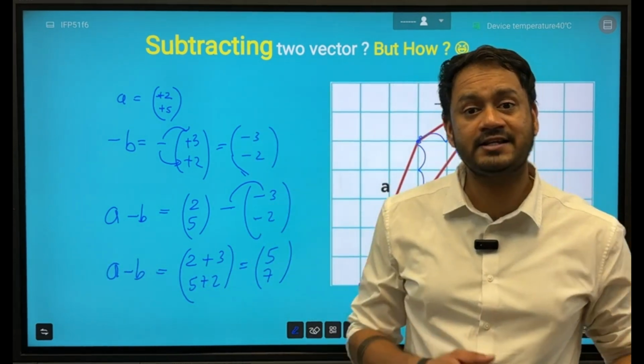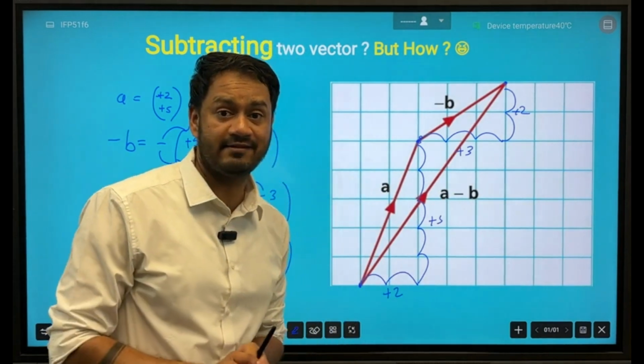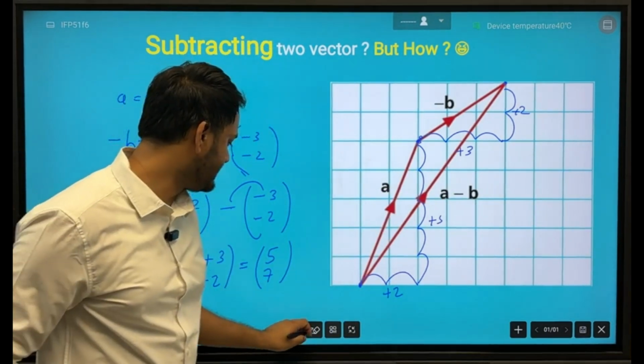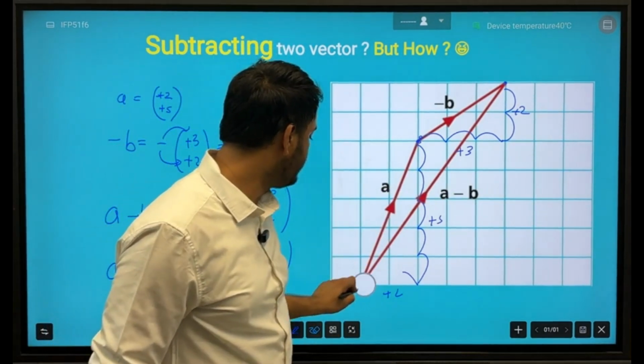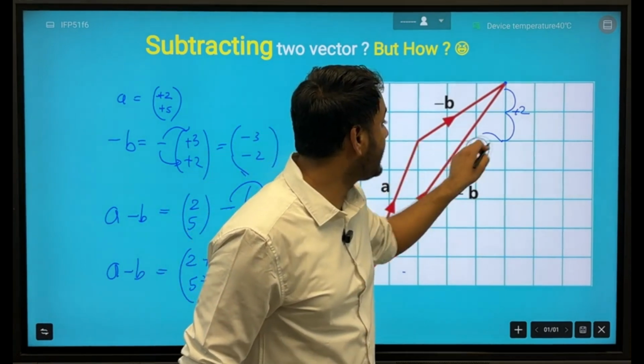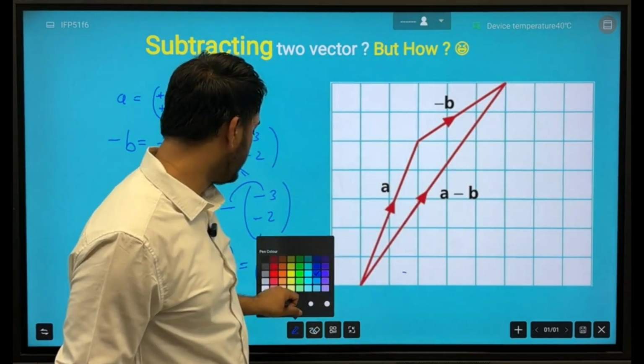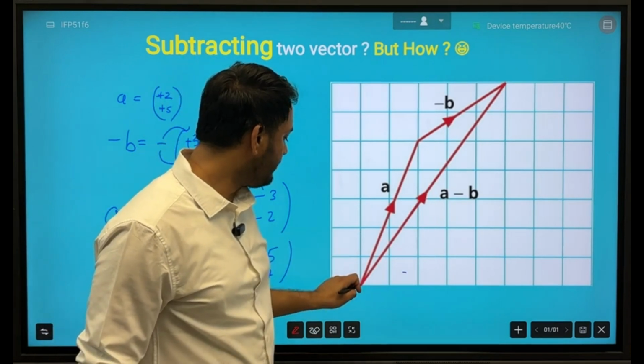Now you can check how the answer is 5 and 7 by seeing the graph. How? Let's see. If I erase this point here, you can actually see whether your answer is correct or not, if your graph is given. So it is the point here.